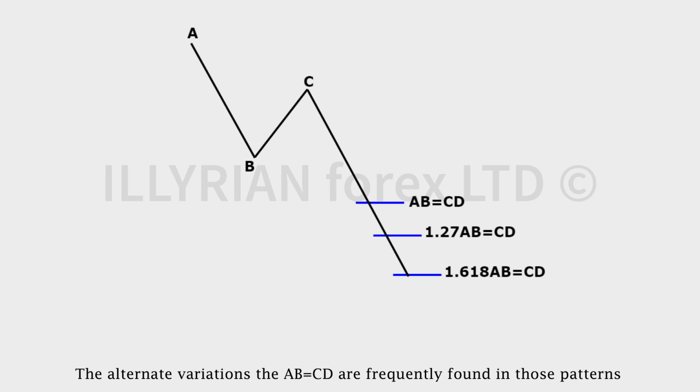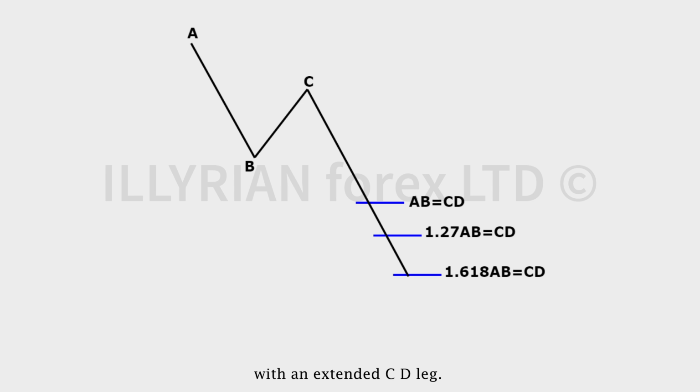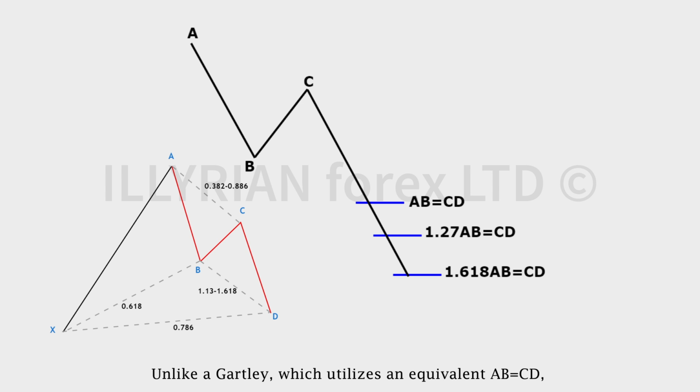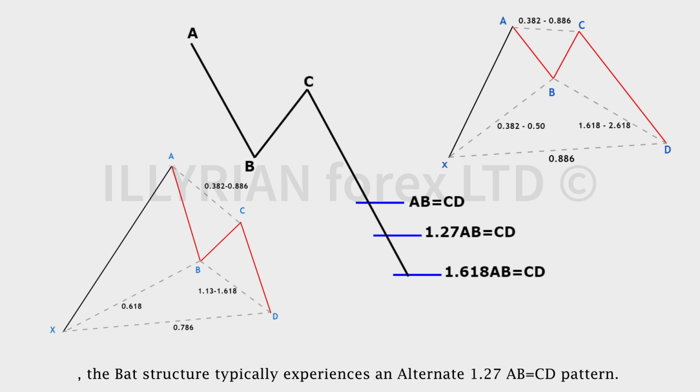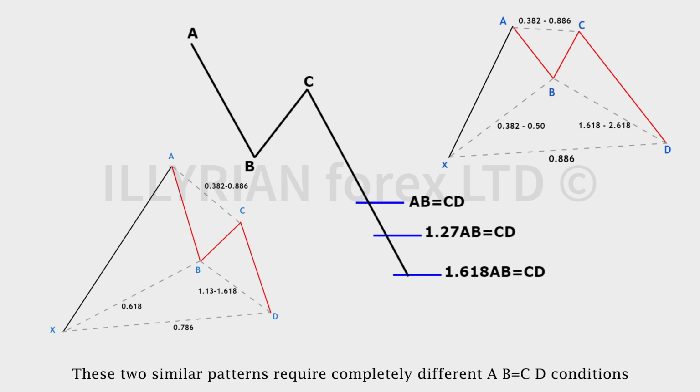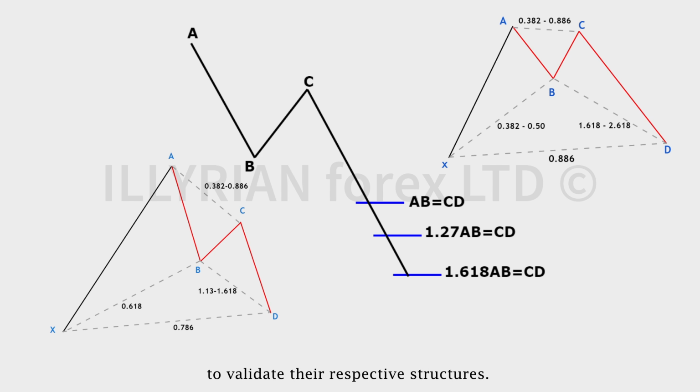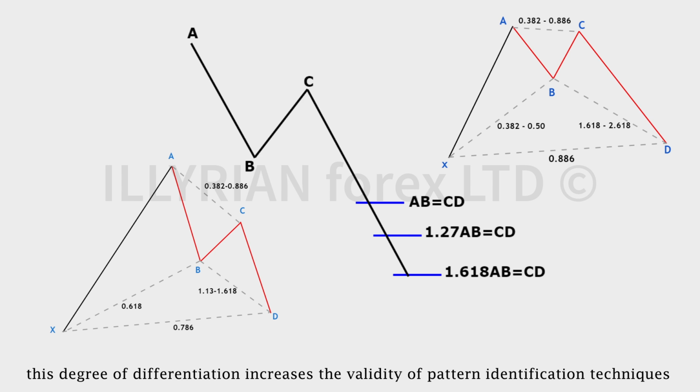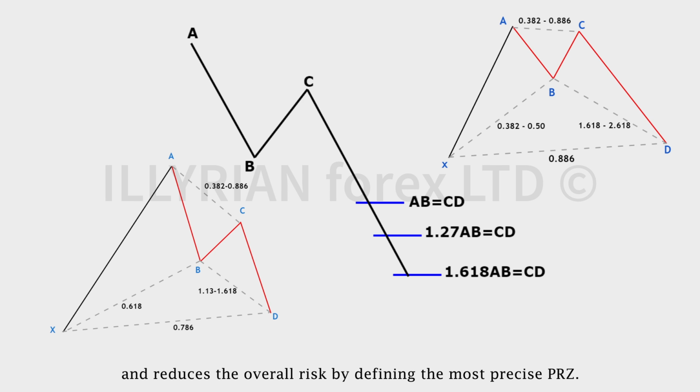The alternate variations of the AB equals CD are frequently found in those patterns with an extended CD leg. Unlike a Gartley, which utilizes an equivalent AB equals CD, the BAT structure typically experiences an alternate 1.27 AB equals CD pattern. These two similar patterns require completely different AB equals CD conditions to validate their respective structures. However, this degree of differentiation increases the validity of pattern identification techniques and reduces the overall risk by defining the most precise PRZ.